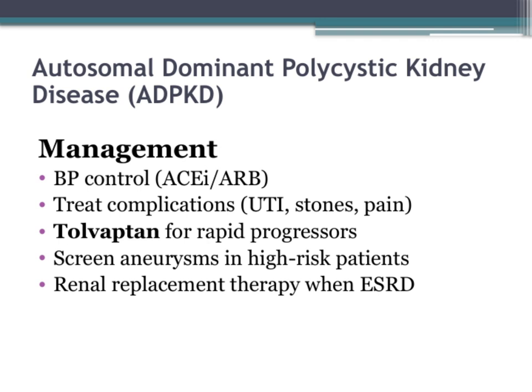Screening for aneurysms, especially in high-risk patients, is also essential since ADPKD is associated with an increased risk of aneurysm formation. When kidney function declines to end-stage renal disease, renal replacement therapy, like dialysis or transplant, becomes necessary. Overall, managing ADPKD involves a combination of blood pressure control, complication management, targeted therapies for rapid progressors, vigilant screening, and timely preparation for renal replacement therapy when needed. This comprehensive approach helps improve outcomes and maintain patient quality of life.